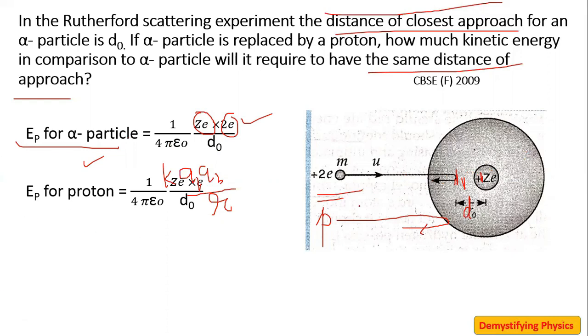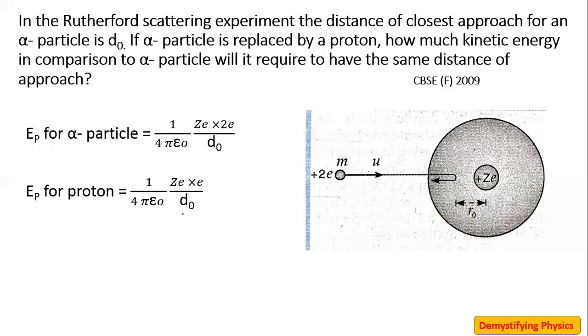Now, what is the potential energy for the proton? It is k, Ze into e by d0. Nucleus ka charge is Ze, or proton ke upar charge e. You know this, no? Alpha particle is 2 He4, and this is 1 H1. So this has charge e and the alpha particle has charge 2e.